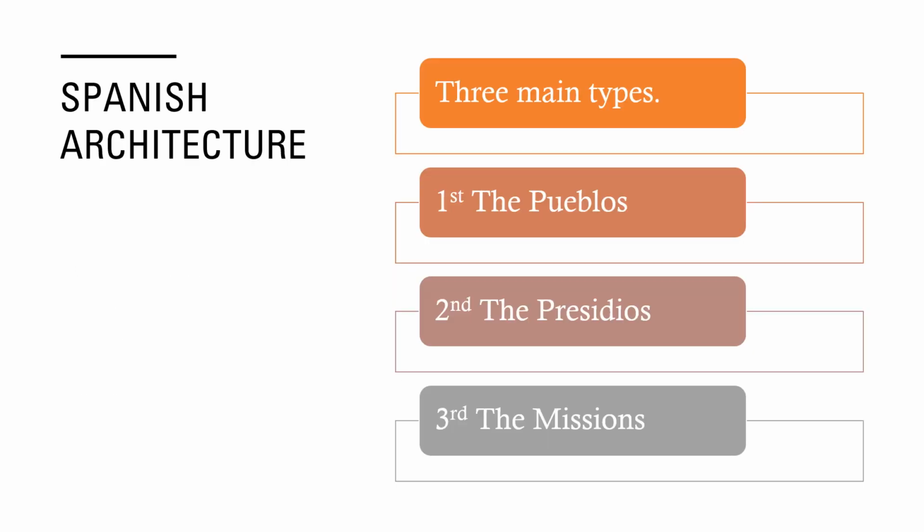Spanish architecture, therefore, can be divided into three main types. Firstly, there were the pueblos, which described the type of settlement that described the civic town. Secondly, there were the presidios, which referred to the settlement that described the military bastions. Third, the missions were the settlement that described the regional churches designed to promote Catholicism among the Native Americans.